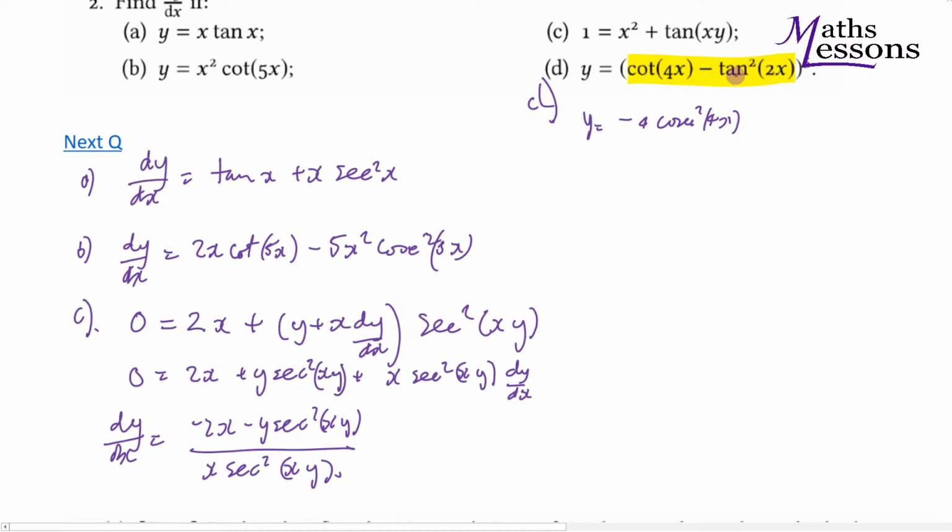And then I want to differentiate the tan squared 2x. Now, we can think of tan squared as being tan of 2x all squared. So I'm going to have a 2 coming down.